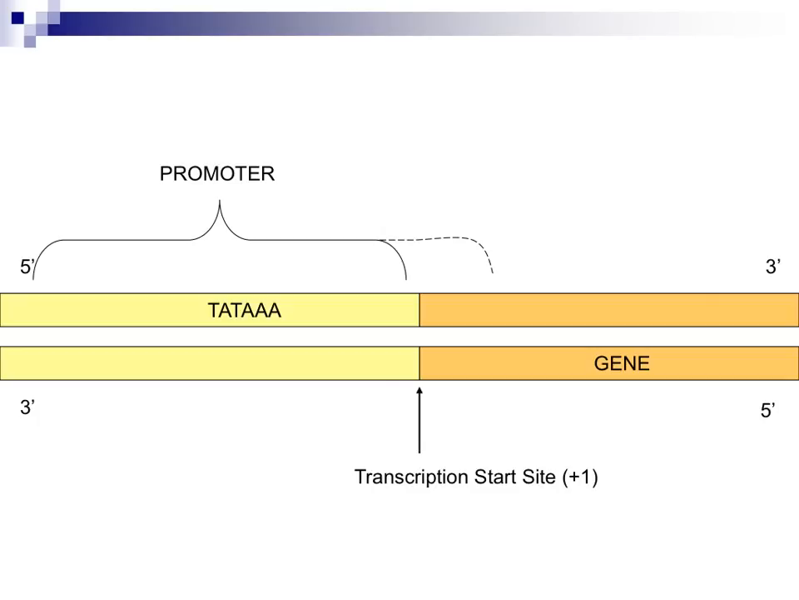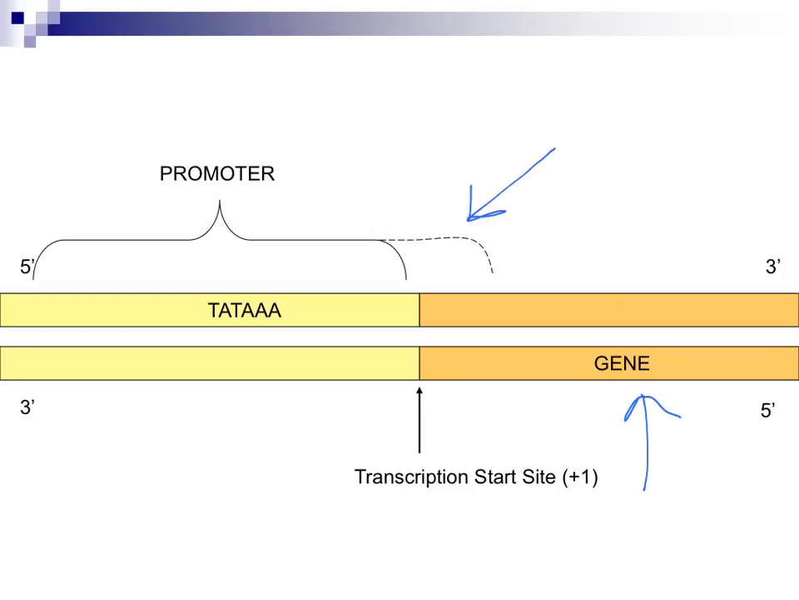Now on this particular figure, it shows the TATA box and the promoter. It also shows the gene that we are going to be transcribing. Now notice one thing about this figure. The promoter does not necessarily always have to occur completely upstream. Sometimes the promoter can also include part of the region where the gene is contained, as indicated by the dotted line there.